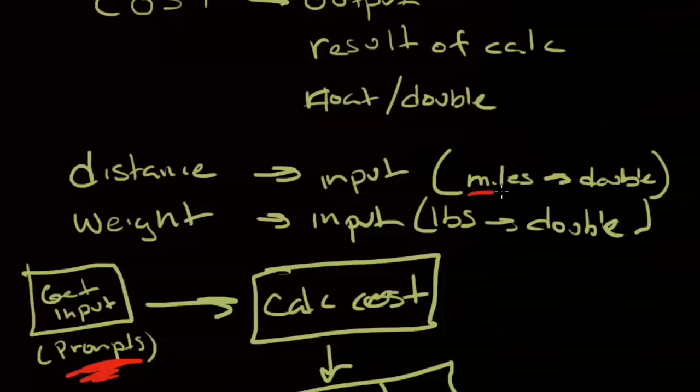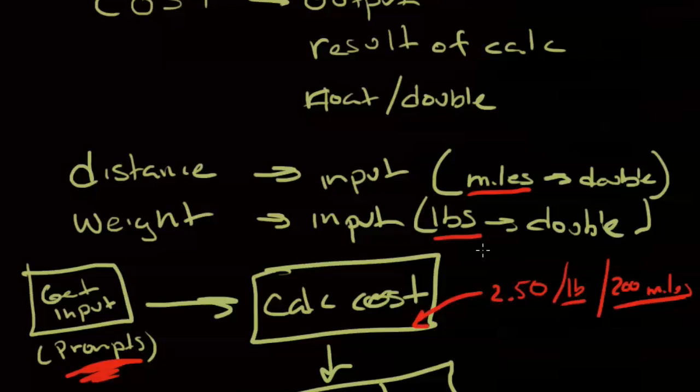Notice that we're specifically assuming, based on our equation, and we'll get to that in a moment, that the distance and the weight are measured in miles and pounds. And that's because our equation here is $2.50 per pound per 200 miles. Now the user doesn't actually see this formula, right? We know that this is going to be involved in the calculation of our cost.